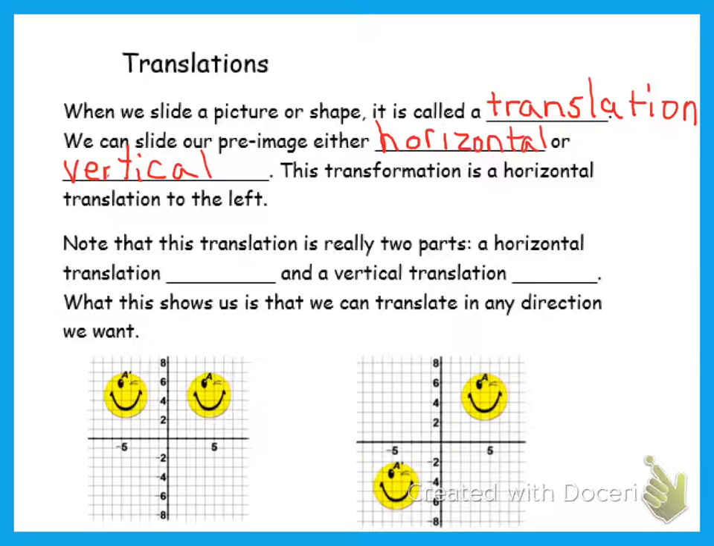This transformation that we have down here, this first one, is a horizontal translation to the left. Now note that this translation is really two parts: a horizontal translation left and a vertical translation down. What this shows us is that we can translate in any direction by just combining the translations.